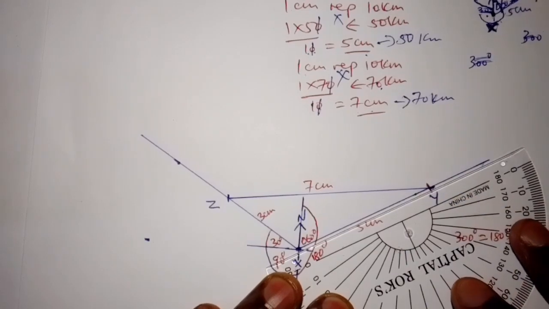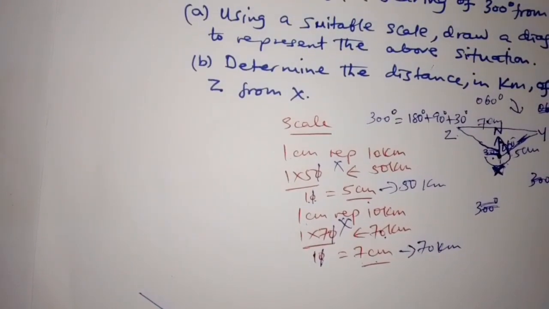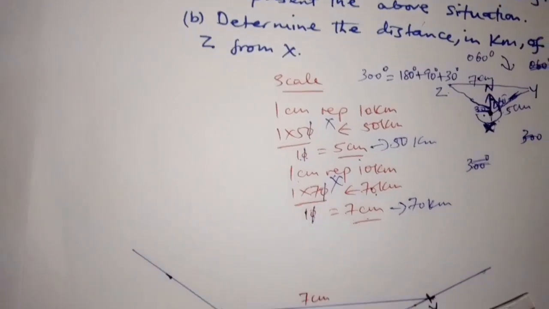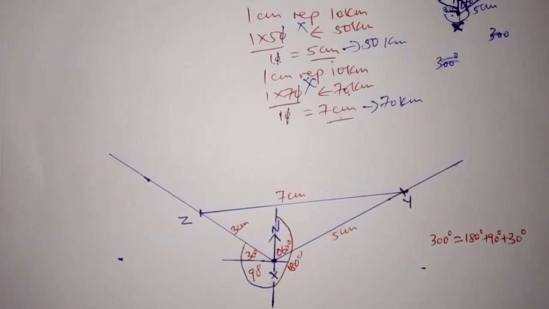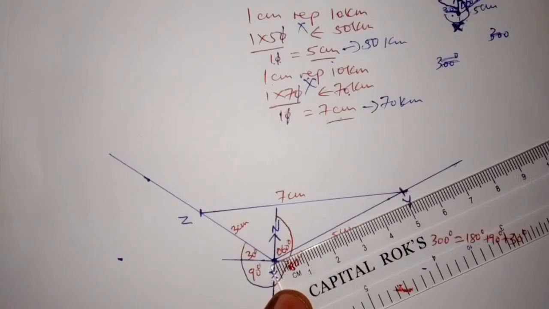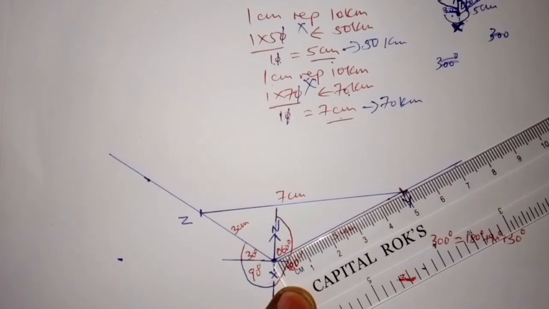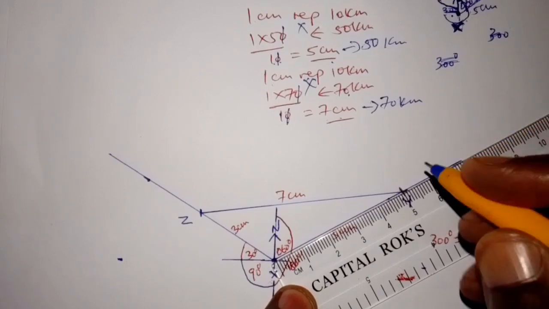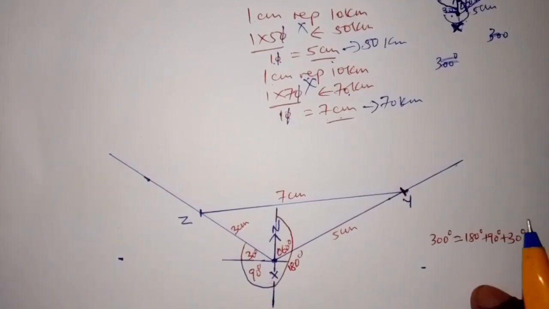Then we are told that the distance between X and Y is 50 kilometers, which is represented by 5 centimeters. So we use our ruler to get the measurement of 5 centimeters. From here to here, 5 centimeters, and we put a mark here. So this is 5 centimeters and it is Y.